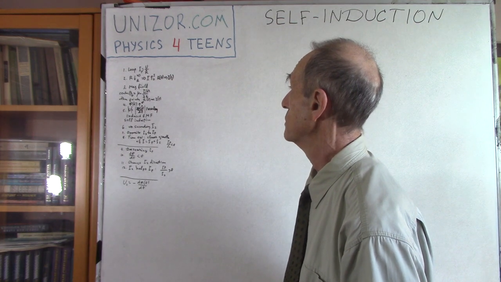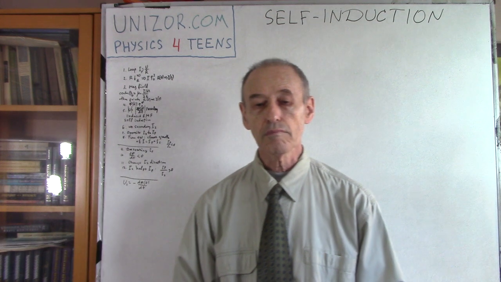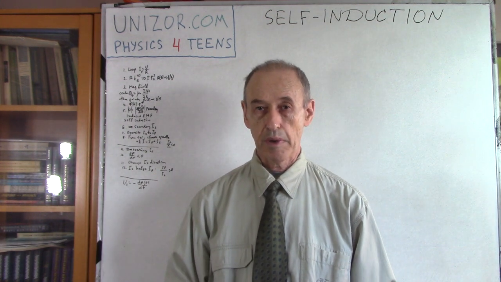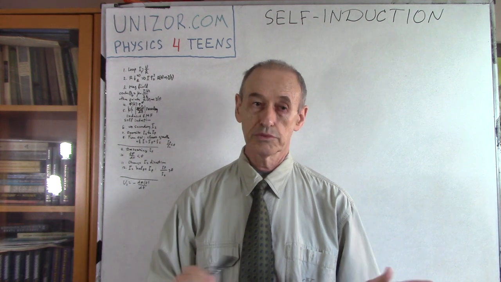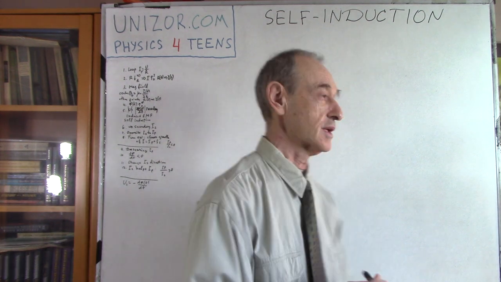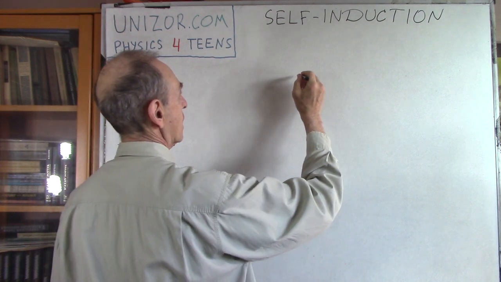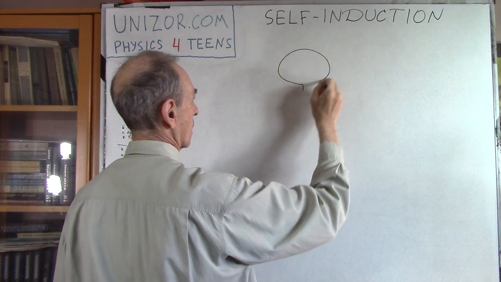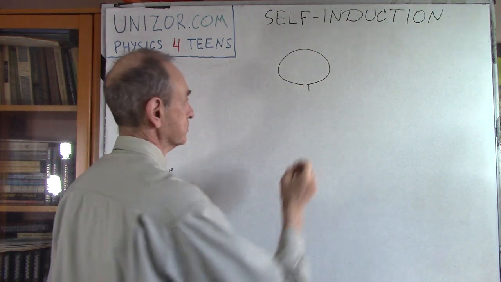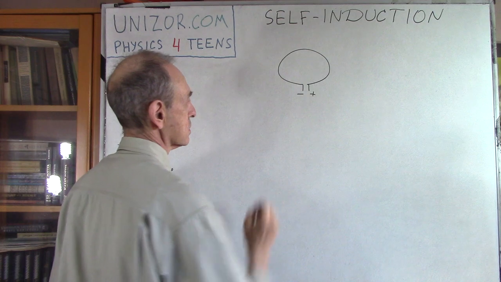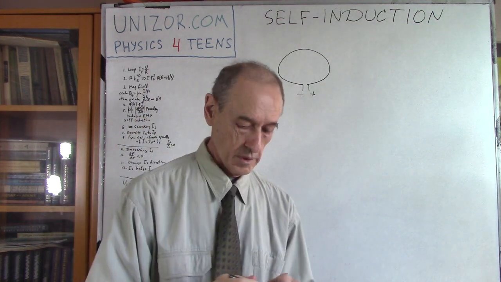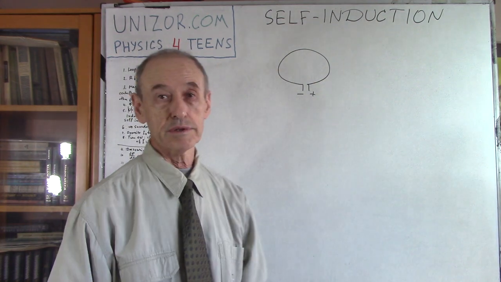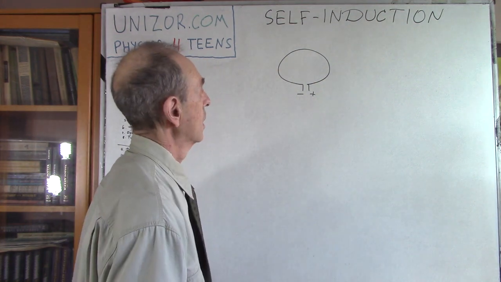Let's talk about induction. Let's consider a very simple experiment which we were actually doing before. So let's say you have a wire loop. So you have a source of electricity, a battery. So there is a direct current in it. Okay.